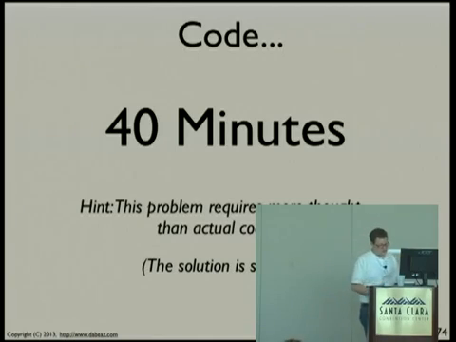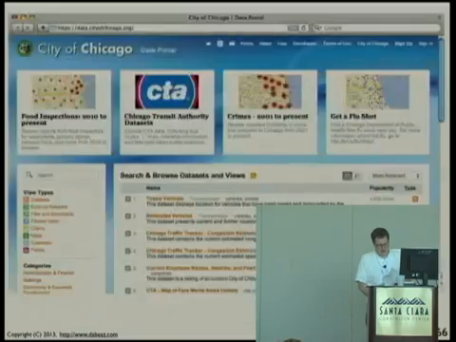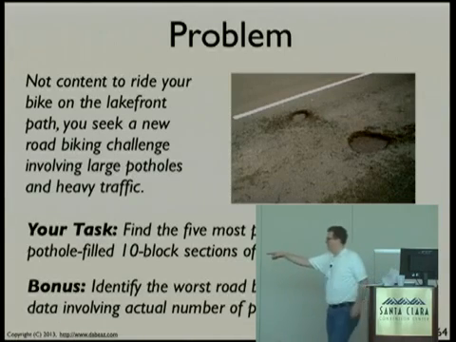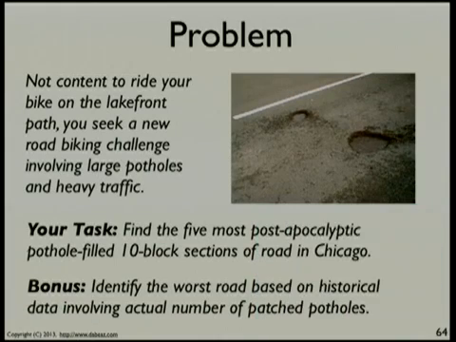The solution for this problem is actually not a lot of code. It might even be less code than the bus thing, but you have to think about it a little bit because you're going to be parsing through this data, and really the thought part of it concerns the 10-block section of road in Chicago. That requires a little bit of thought, and there's some creativity involved with that.